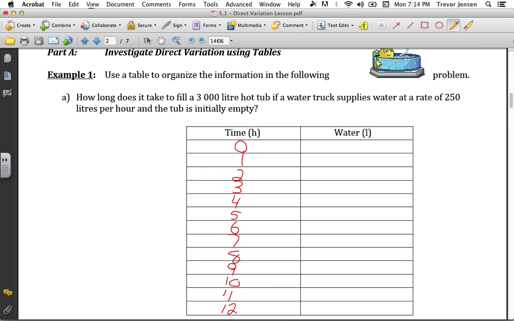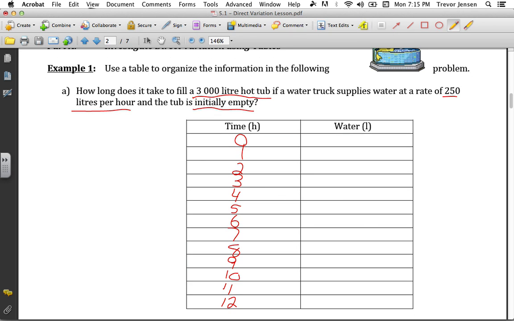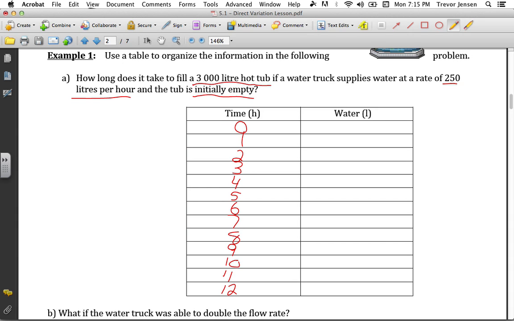So, let's start off by looking at what key pieces of information are given to us in this problem. So we want to fill a 3,000 liter hot tub. So we know it can hold 3,000 liters of water. We know that the water truck supplies the water at a rate of 250 liters per hour. And we know that the tub is initially empty. So I want to complete this table of values with all of that given information and figure out how long it takes to fill this 3,000 liter hot tub.